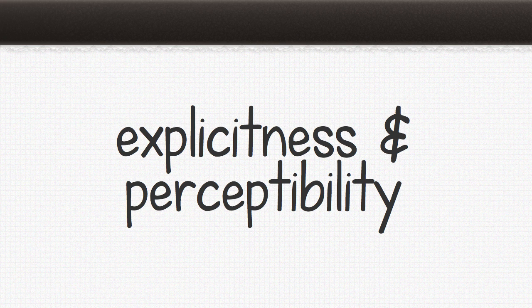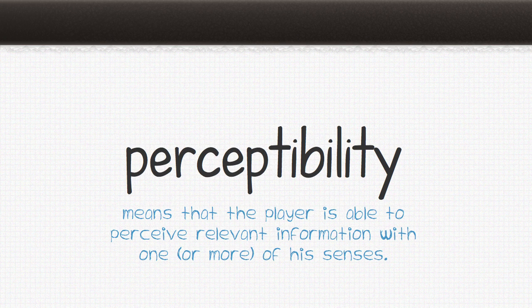Let's wrap up. The first small steps to a more accessible, user-friendly interface are explicitness and perceptibility. Perceptibility means that the player is able to perceive relevant information with one of the senses. If an interface element is not perceptible because it's too small, too silent, too far away, not animated, it is totally useless for the player.